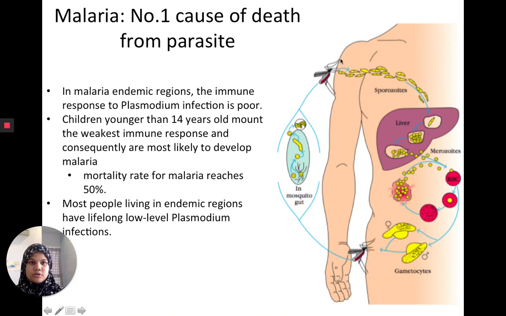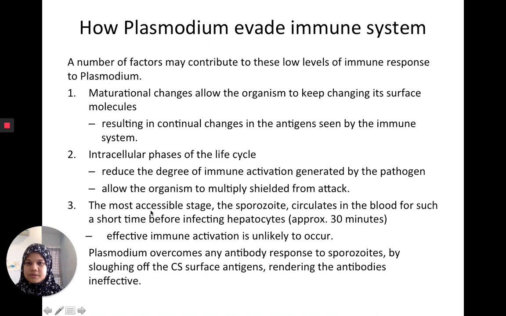But what you should notice is that it's not just subtle changes, there are very significant morphological changes that happen, and it's very difficult for the immune system to deal with this. The most accessible stage, the sporozoites, is only in the blood for about 30 minutes before it goes to the liver. So it's really hard for the immune system to effectively mount a response against the plasmodium. And then it can do things like shutting off the surface antigens, and then the antibodies can't bind them anymore.